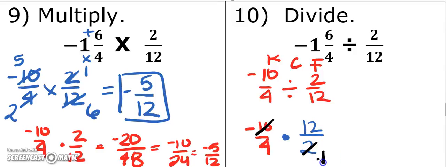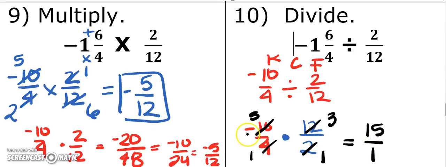2 divided by 2 is 1. 10 divided by 2 is 5. Here I can cross-cancel. Those are both even. I can divide both of these by 4. 4 divided by 4 is 1. 12 divided by 4 is 3. And then just like before, I'm going to multiply straight across. 5 times 3 is 15. And 1 times 1 is 1. A negative number times a positive number is a negative.